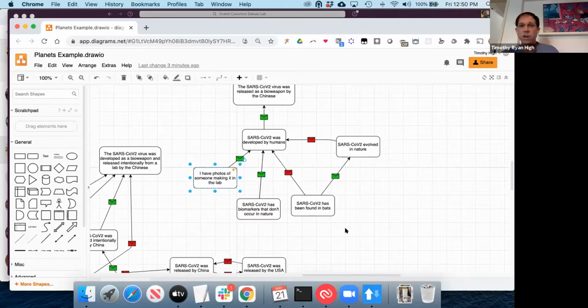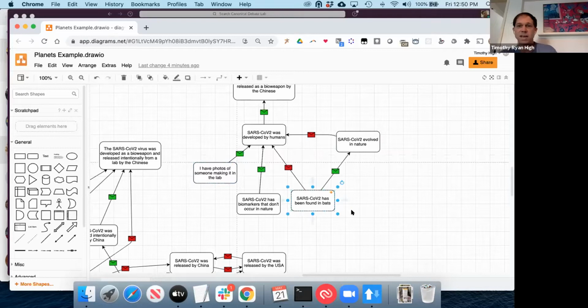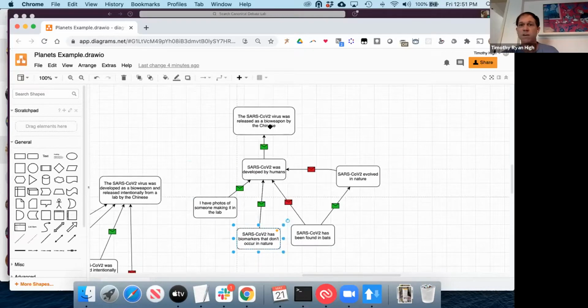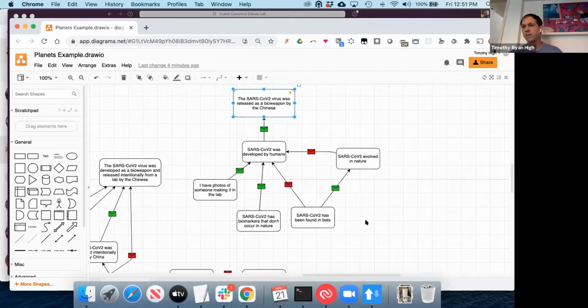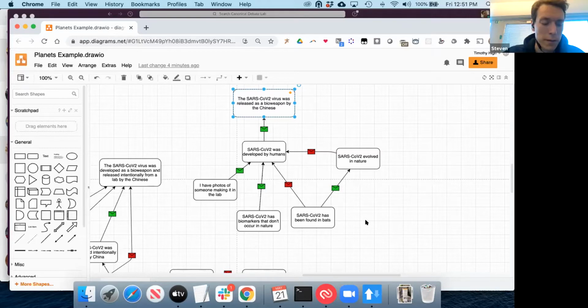Because if you start throwing up scientific studies about, you know, SARS being found in bats or SARS biomarkers or whatever up here, you're making this one here unreadable, right? And so to me, it's wrong in terms of, I think I said this before, kind of deduping, right? Basically, it's not about readability.